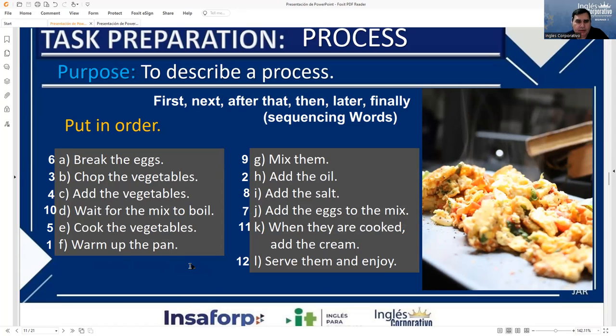First, warm up the pan. Then add the oil. After that, chop the vegetables. When you finish chopping the vegetables, add them into the oil. Then cook the vegetables and add the salt, right? After that, break the eggs. When you break the eggs, add them to the mix and cook them. When they are ready, add the cream. If they need salt, add more salt. And then serve them and enjoy. Okay? Say something like that. The sequence that you need.